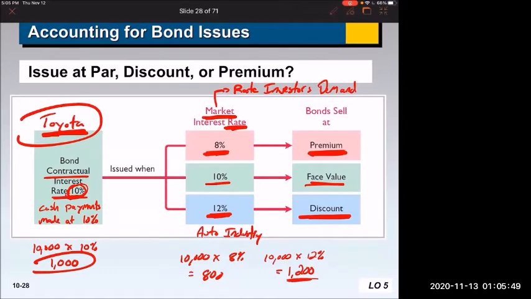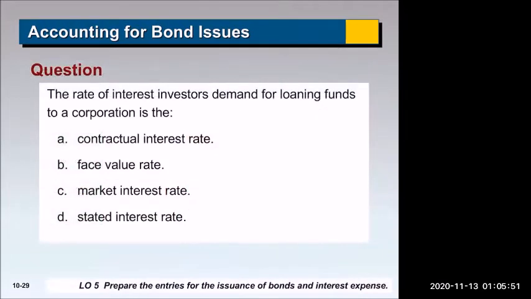So let's look at some examples. Well, okay, first off, let's look at this. What is the rate that investors demand? It's not the contractual rate. The contractual rate is what I'm paying on my bond. It's not the face value rate. That sounds the same as the contractual rate, doesn't it? The stated rate also sounds the same. Those are sort of all the same. It's the market rate.